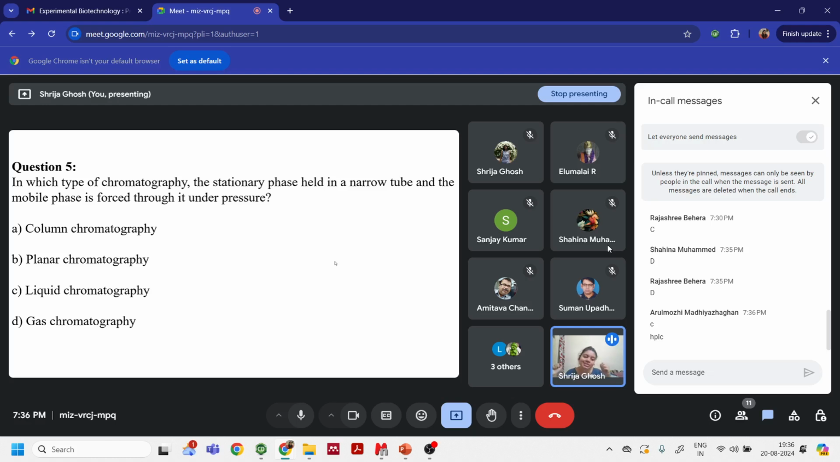Yeah, HPLC is liquid chromatography, but then what type of chromatography is it? Liquid chromatography or gas chromatography is just based on what mobile phase you are using. If you are using a liquid mobile phase, it is liquid chromatography. If you are using gas as the mobile phase, it is gas chromatography. But both of them have a specific type of chromatography. The correct answer for this question is option A, column chromatography. What do you mean by a column? I thought everyone would be able to answer this question.